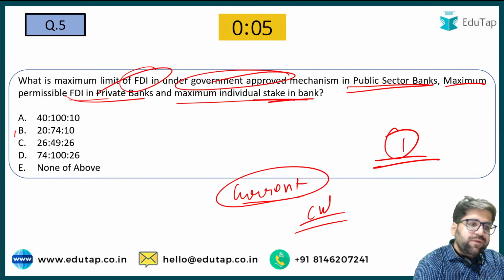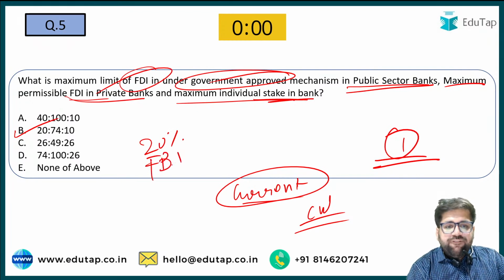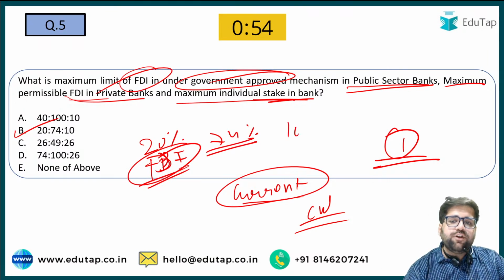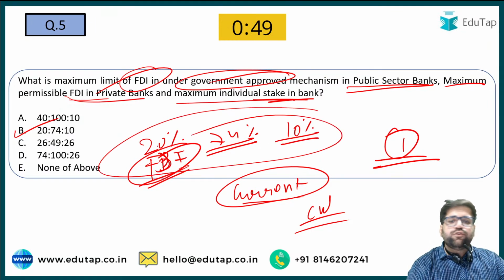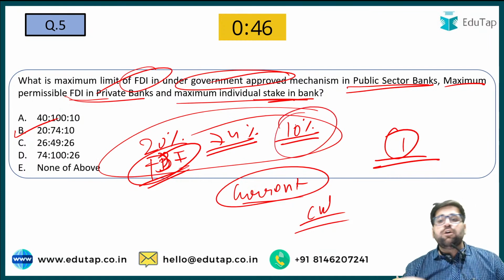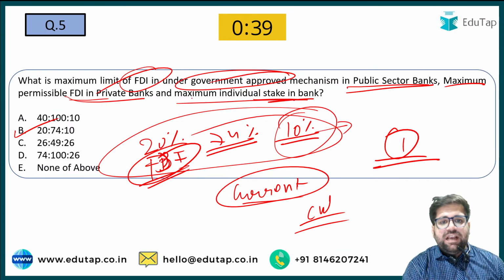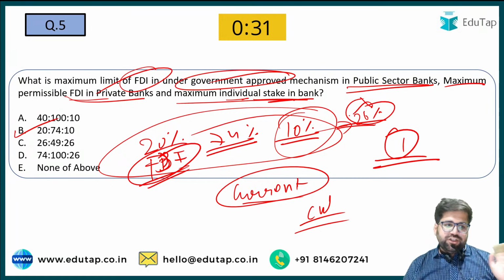So yes, the correct answer will be B. If you see, all public sector banks can have maximum FDI of 20%. The same goes for 74% for private banks, and an individual person can hold 10% of the maximum stake in a bank. So this is a very important fact. Although the internal working group of RBI is now recommending that the portion held by an individual be increased to 26%, but again, this is not finalized, it is under discussion only.